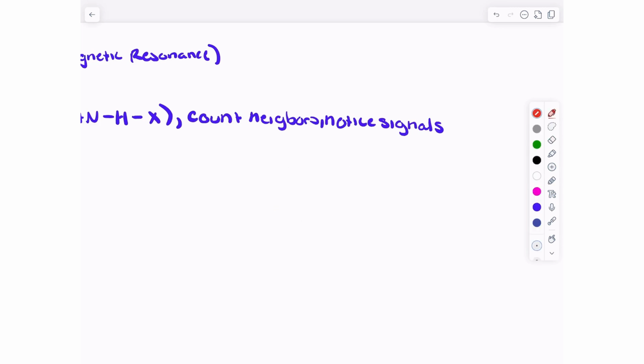So whenever you get an NMR, for that example, I think it was 4 signals, you're going to get 4 signals on your NMR. After you notice your signals, you should also notice integration.